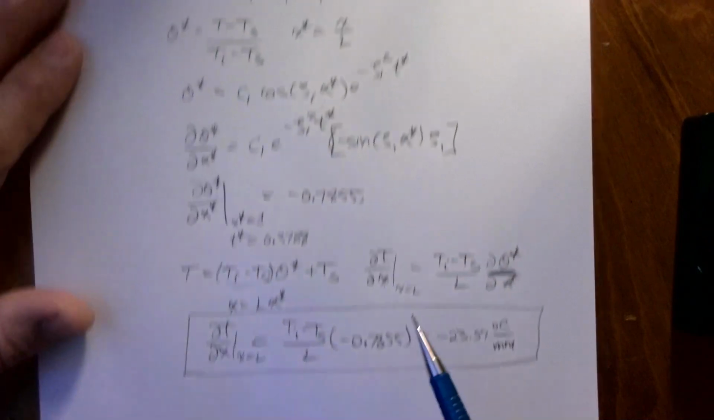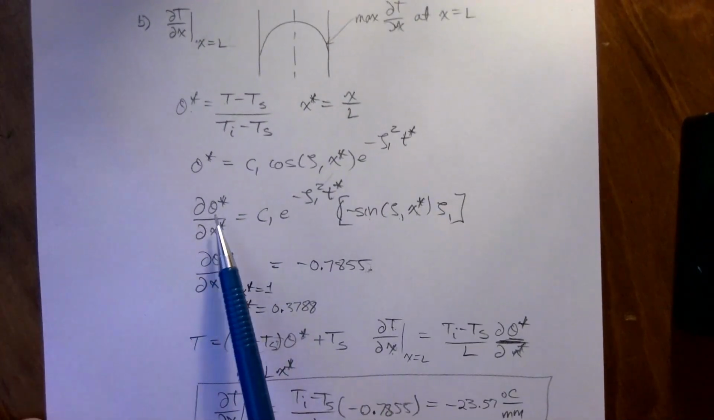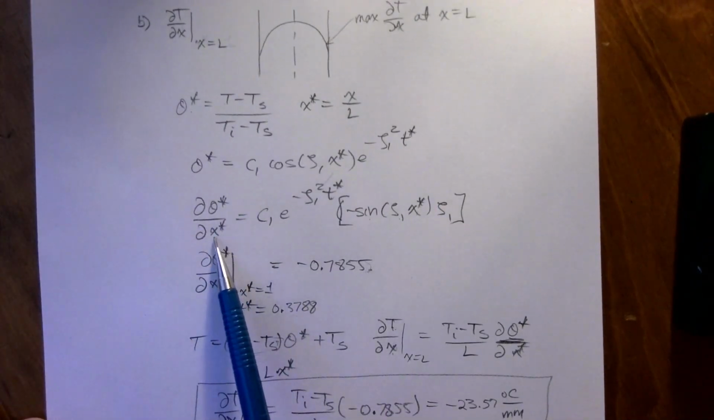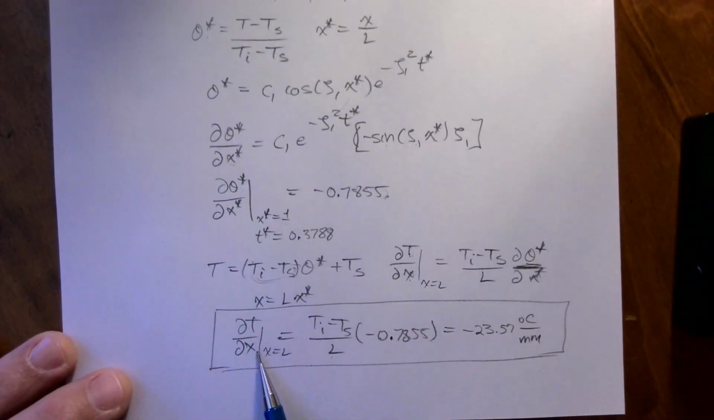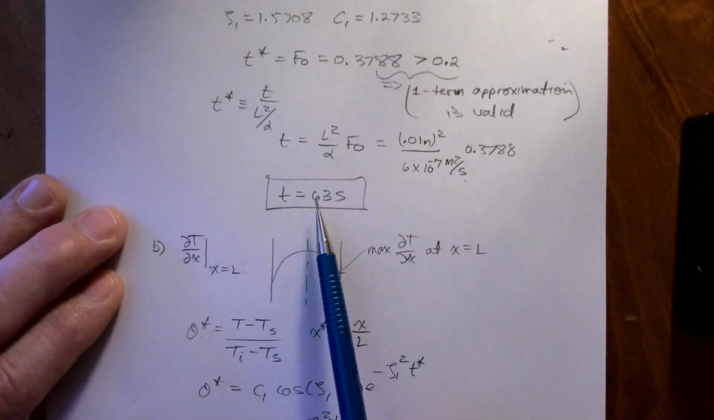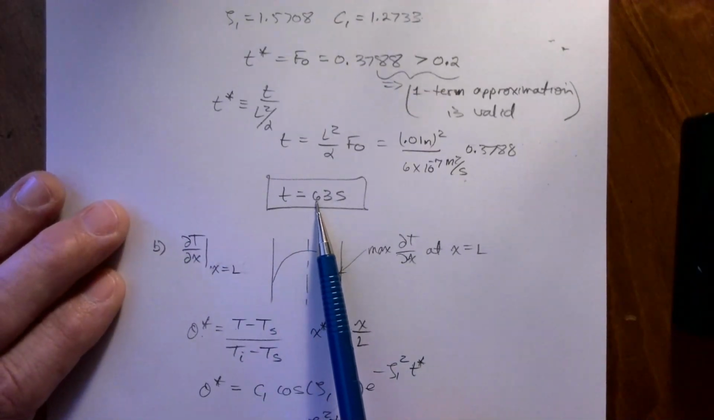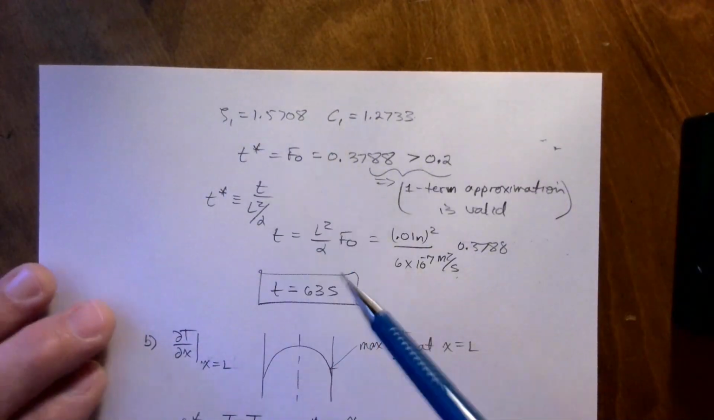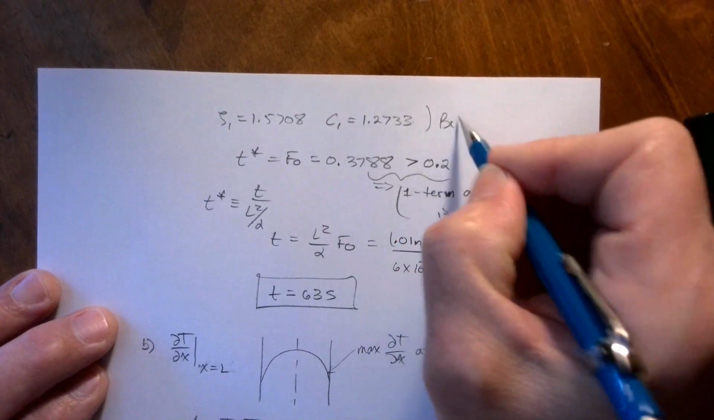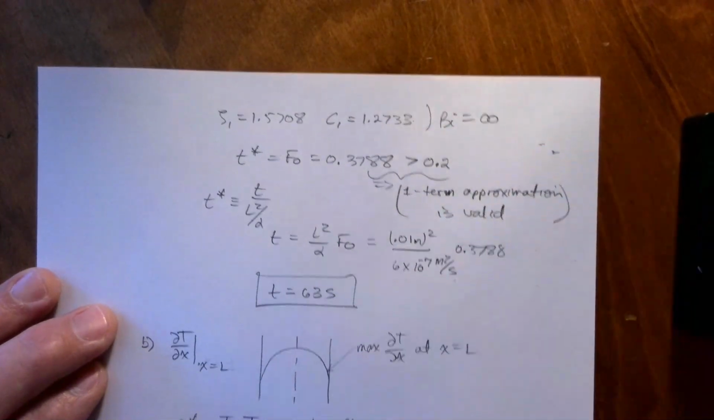Okay, so the key for part B is how to figure out the connection between the partial of theta with respect to x star and relate that to the partial of T with respect to x to get that gradient. Part A, I think, was pretty straightforward. We just had to find zeta 1 and C1 for the Biot number. That corresponded to Biot number equal to infinity.